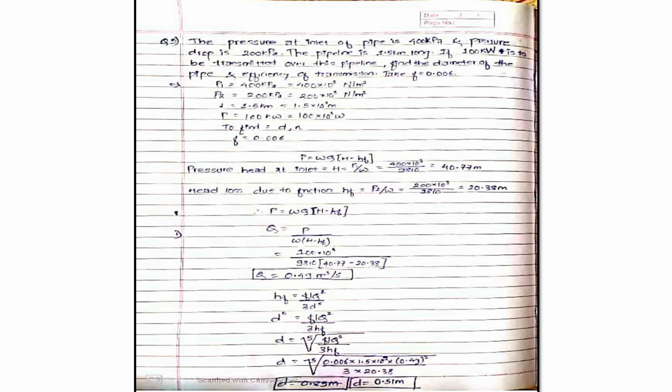Now the problem number 3. The pressure at inlet of pipe is 400 kilopascal and pressure drop is 200 kilopascal. The pipeline is 1.5 kilometer long. If 100 kilowatt is to be transmitted over this pipeline, find the diameter of the pipe and efficiency of the transmission. Take Darcy's coefficient F is equal to 0.006.